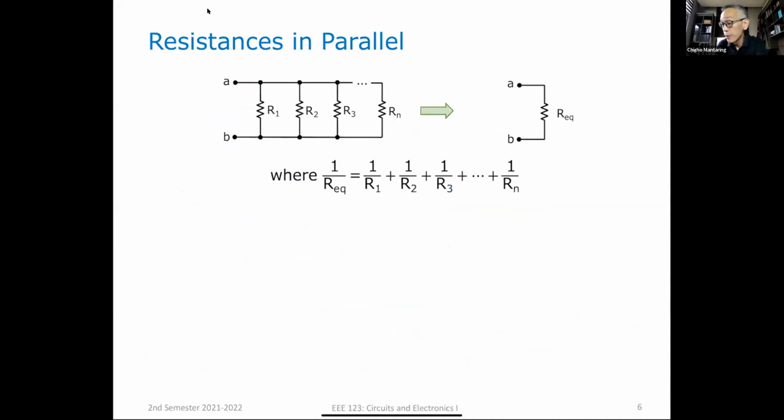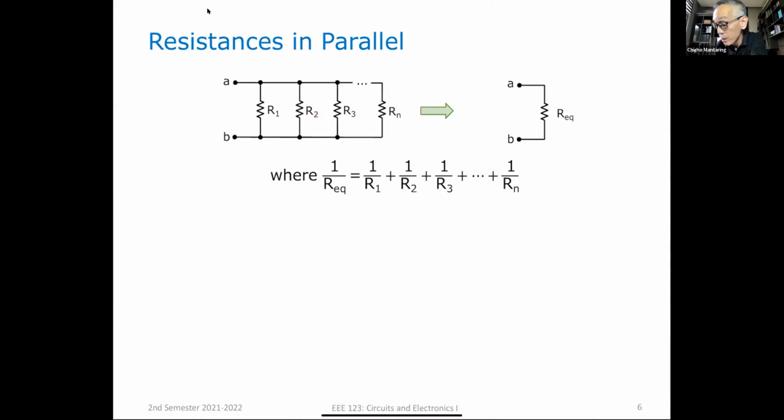Let's go to resistances in parallel. Two elements are in parallel if they are interconnected at both their ends. At both their ends. So if you take a look at R1 and R2, they are parallel because at this end, they are interconnected, and at this end, they are also interconnected. They have to be interconnected at both their ends.